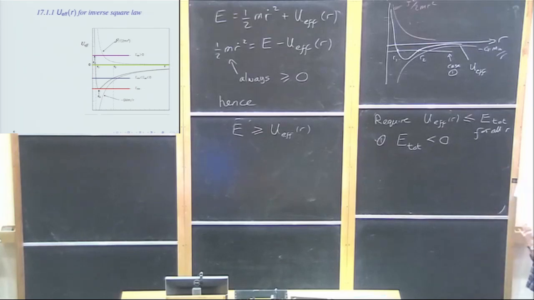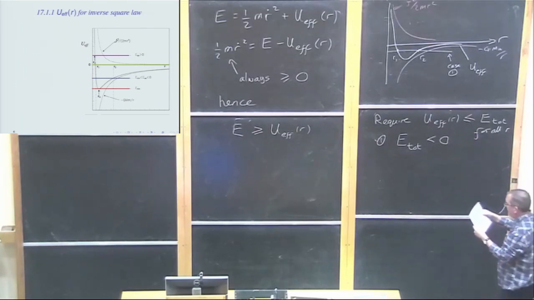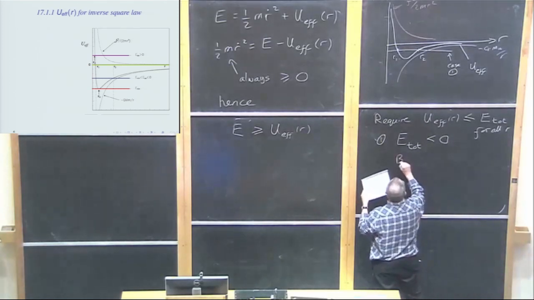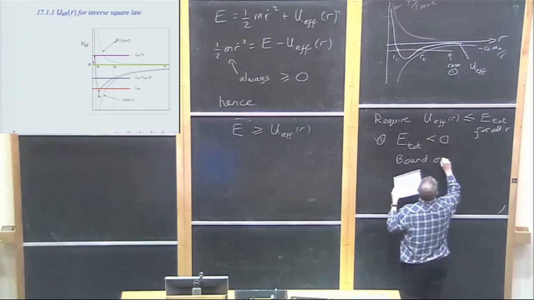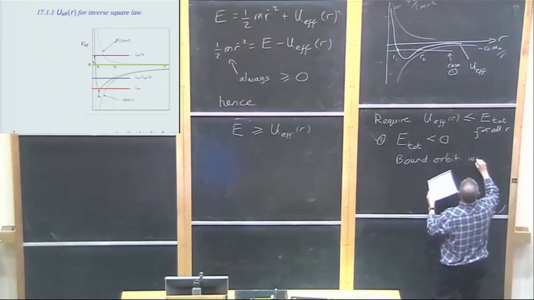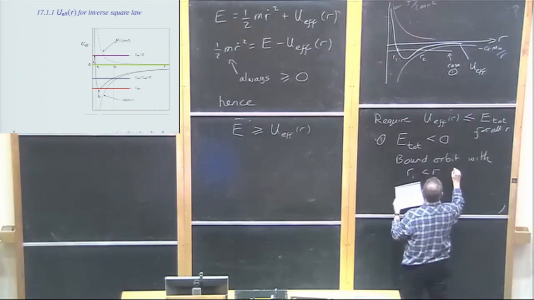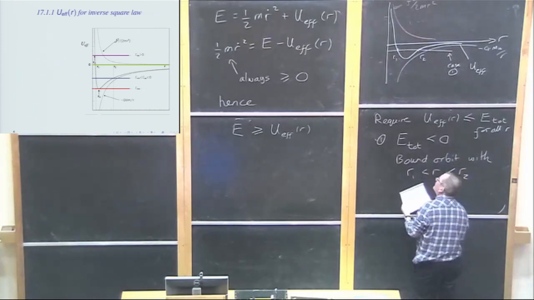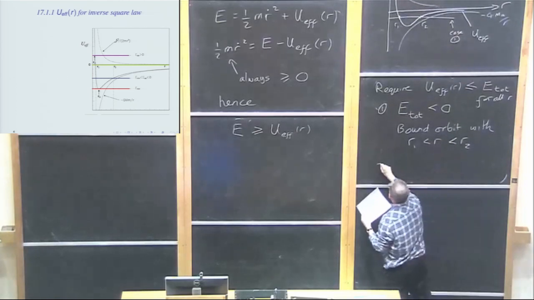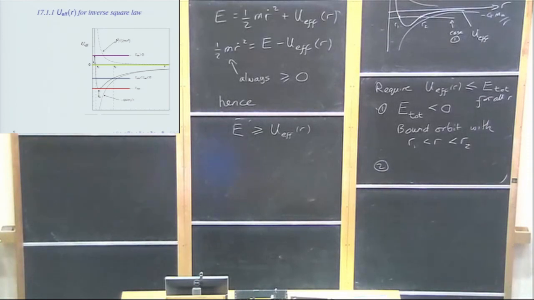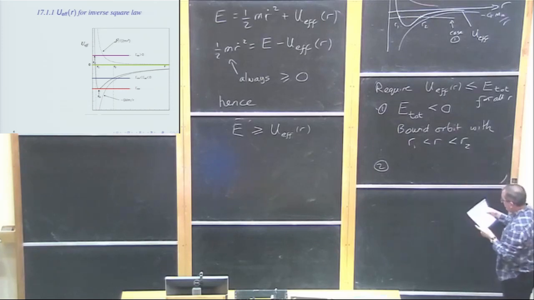So the orbit is bound. The radius never becomes infinite, but it varies. So this is a bound orbit with r varying between r1 and r2. And looking ahead, we will later study the properties of such an orbit and find out it has to be elliptical, but we won't make any such statement here.